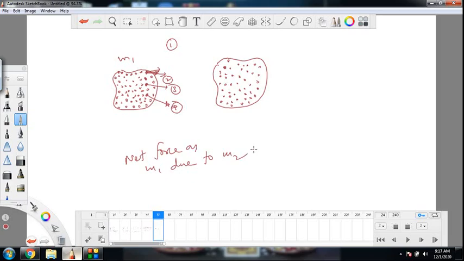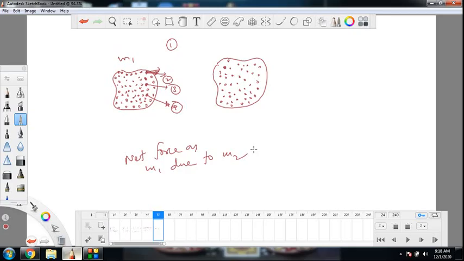So I hope the idea is clear now. What we are doing is chopping the first object into many point masses, an infinite number of point masses. We are chopping the second object also into an infinite number of point masses. On every point mass of m1, you will find the force due to all point masses of m2 and add it up to get the net force on m1.